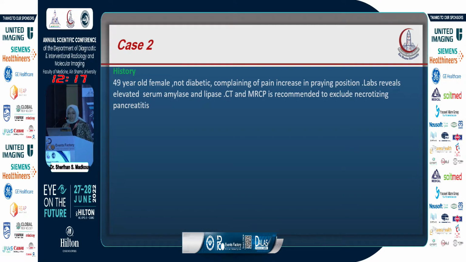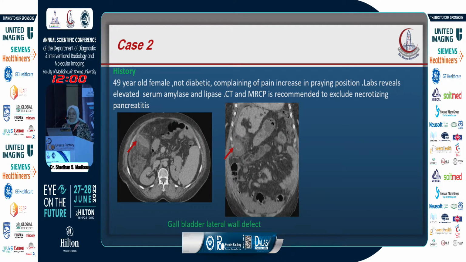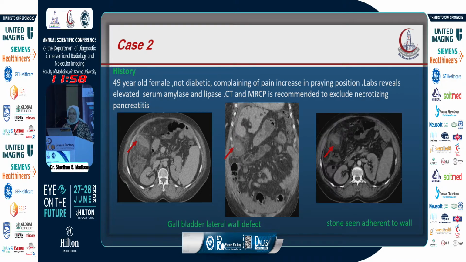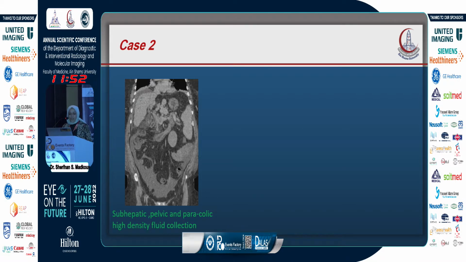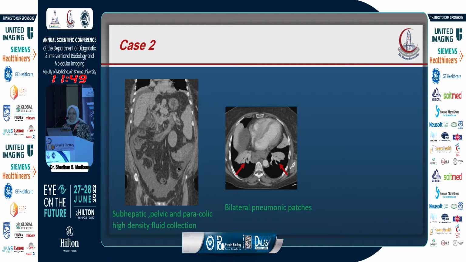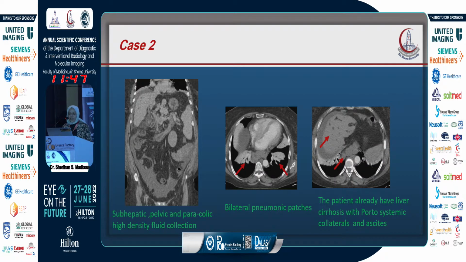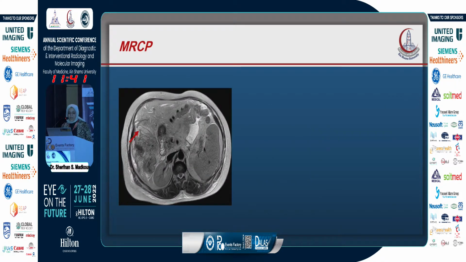Case 2, a 49-year-old female, not diabetic, complaining of pain increasing in the praying position. Labs reveal elevated serum amylase and lipase. CT and MRCP are recommended to exclude necrotizing pancreatitis. CT images reveal a gallbladder lateral wall defect, a stone seen adherent to the wall, subhepatic, pelvic and paracolic high-density fluid collections, and bilateral pneumonic patches. The patient already has liver cirrhosis with portosystemic collaterals and ascites. MRCP confirms the previously mentioned findings.